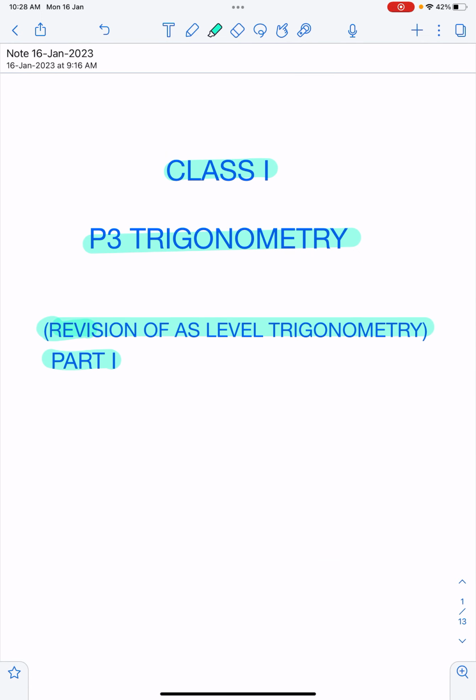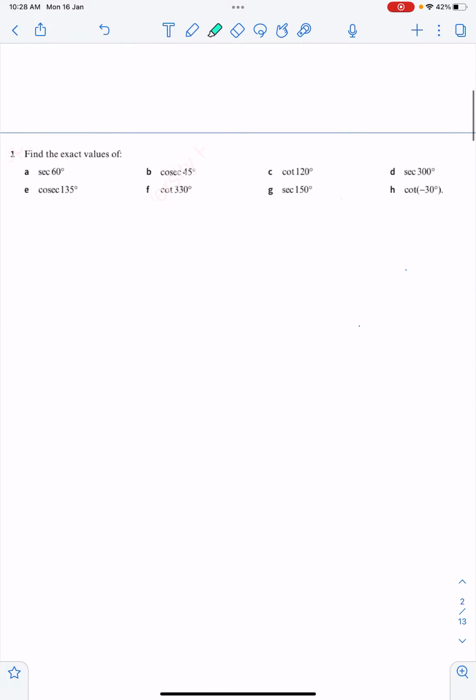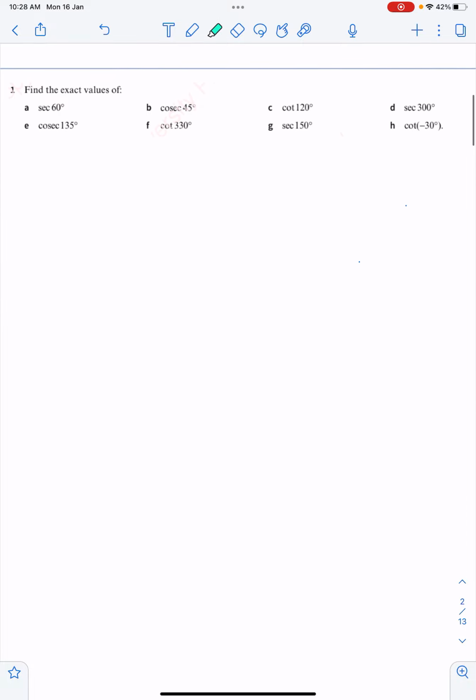In this class, we're going to revise the AS level trigonometry in a quick and efficient way. Starting with the first question, find the exact value of sec of 60 degrees.